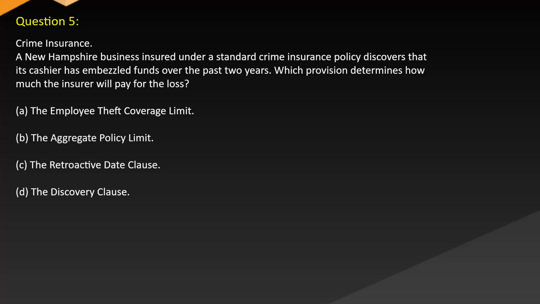Question 5. Crime insurance. A New Hampshire business insured under a standard crime insurance policy discovers that its cashier has embezzled funds over the past 2 years. Which provision determines how much the insurer will pay for the loss? A. The employee theft coverage limit. B. The aggregate policy limit. C. The retroactive date clause. D. The discovery clause.